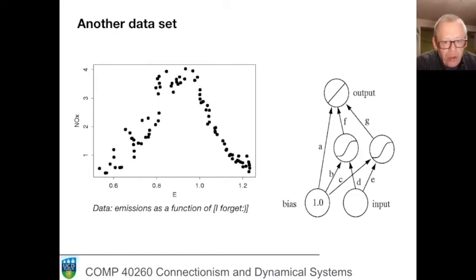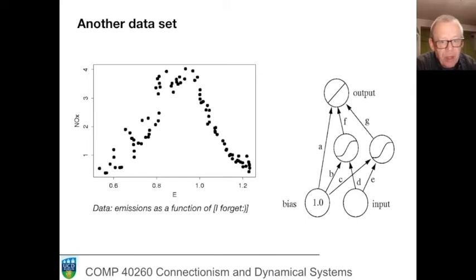Rather, what we're going to do is use a network shown here on the right-hand side, in which there are two hidden units and one linear output unit. The two hidden units each provide a different S-shaped curve, so that the output unit will be the sum of the two S-shaped curves plus an offset, the bias.